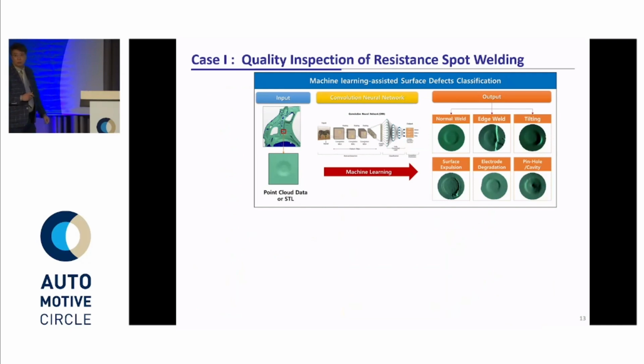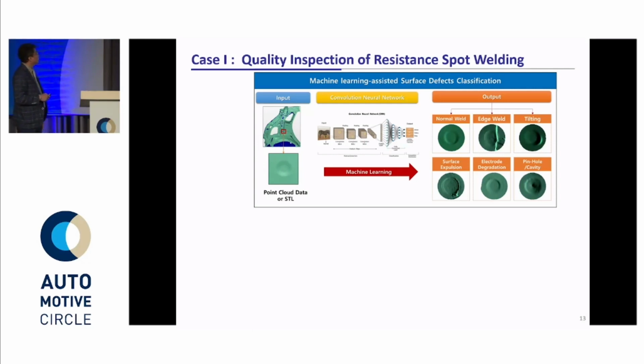To overcome these challenges, we have made two stages of development approaches. The first one is machine learning assisted surface defect classification. Whenever we scan the entire component, we can isolate or extract the surface geometry of each weld spot, and we can have point cloud data or STL data for each spot weld. Then we can use this spot weld surface geometry to classify the surface abnormality.